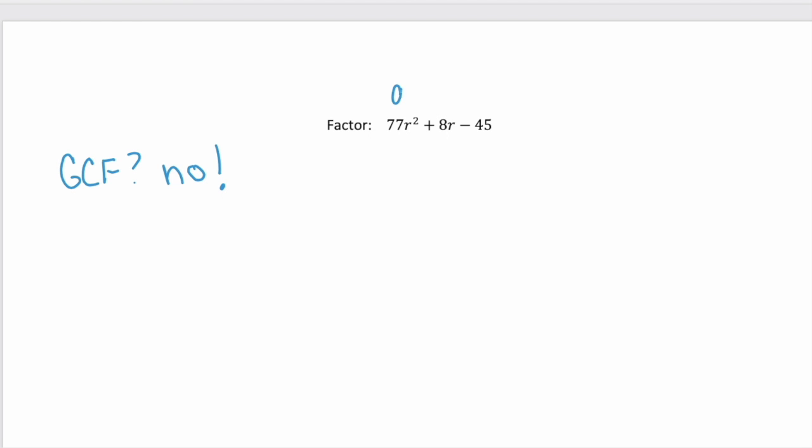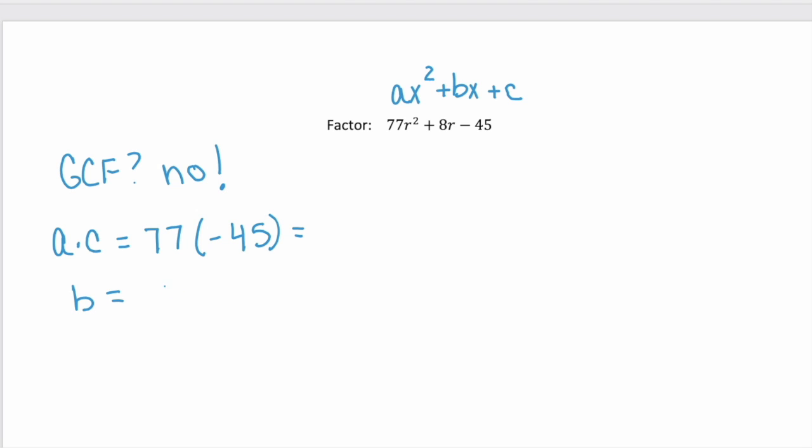So remember, every quadratic is in the form ax squared plus bx plus c. And the key number says we have two numbers, a times c. So here, 77 times negative 45. So our two numbers have to multiply to this, and they have to add to our b, which is 8. So 77 times negative 45 is negative 3,465. Yeah, super overwhelming, because that's a huge number to try to find the two composite numbers for that also add to an 8.